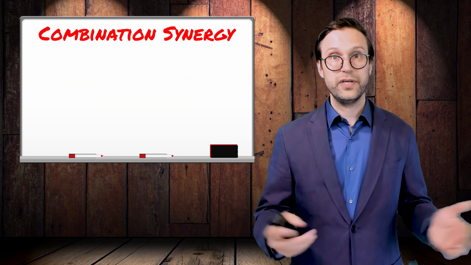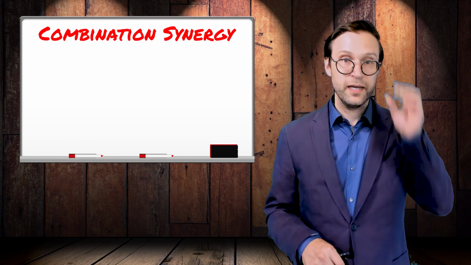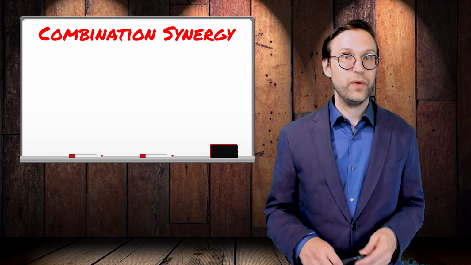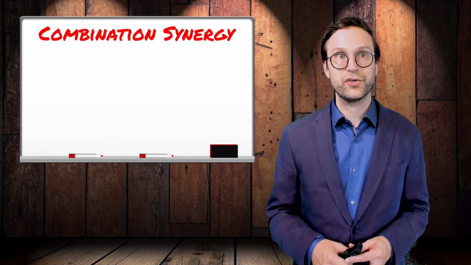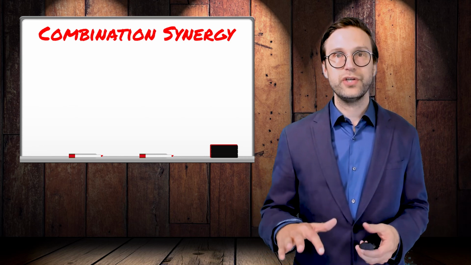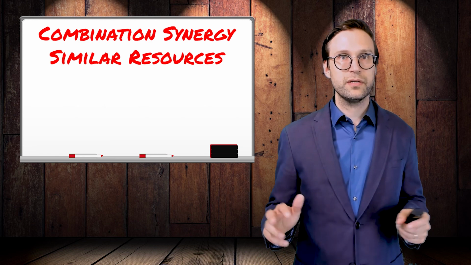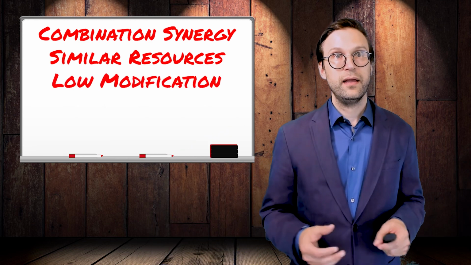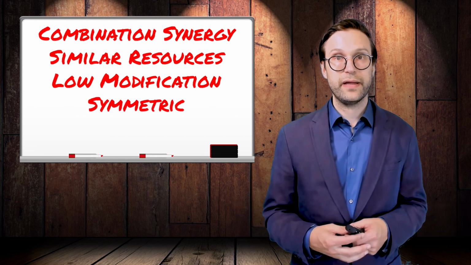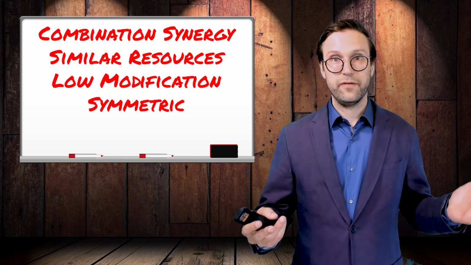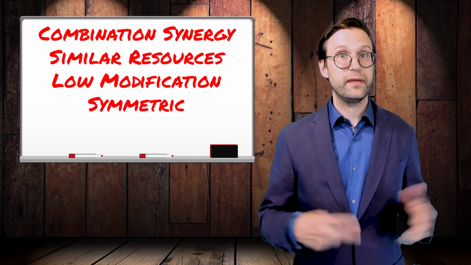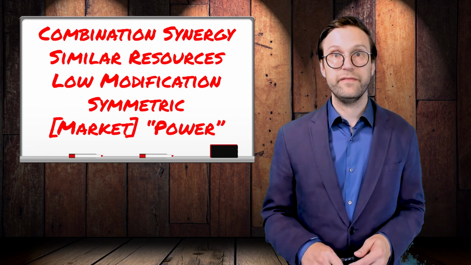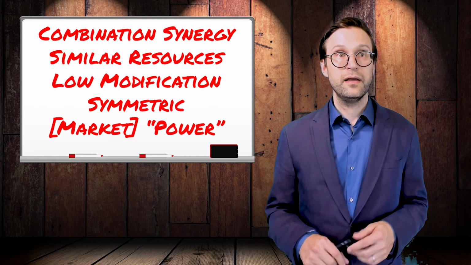So the next synergy is the combination synergy. This is another example of synergies that might be created when you think about industry consolidation. The combination synergy is taking similar resources and combining them, but with low modification, and the benefits of this tend to be symmetric. So this is an example of a synergy that you might see with industry consolidation, where market power is being increased by the fewer number of firms that remain.